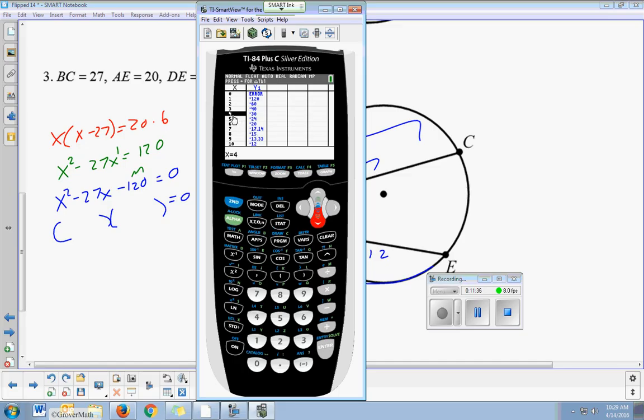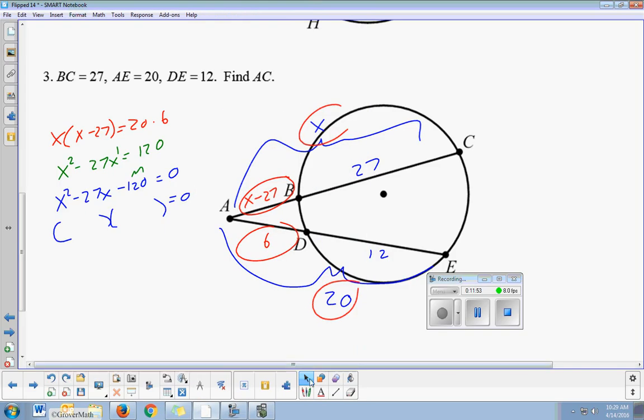This one gives us negative 26, which makes me think there might actually be a mistake here, unless I made a mistake, which is very possible. I mean, we got 20 times 6 is 120. I didn't mess anything up there. Let me check, make sure I didn't put something in the wrong spot. This is where it'd be nice if you were in class, you tell me what I did wrong. BC is 27. AE is 20. DE is 12. Oh, here it is.